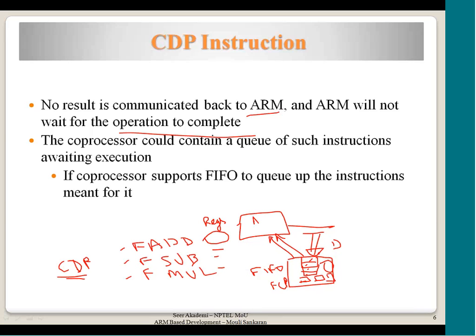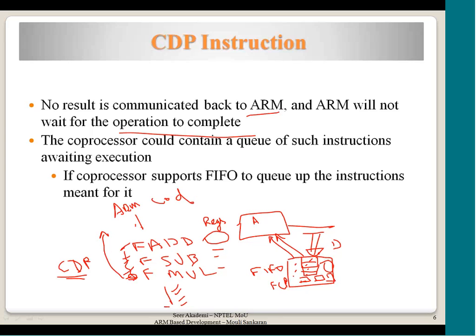Now actually speaking, the ARM does not have to wait for this instruction to be completed. Why? Because they are all internal to the coprocessors, and they can take their own sweet time in completing it, as long as none of the results affect the flow of the ARM code. ARM is executing some code, and then these are instructions. Suppose the results of these are not immediately needed to control the flow of the ARM code, then ARM can continue with the execution of the remaining instructions. But that is not possible if these instructions are not accepted by the coprocessor.